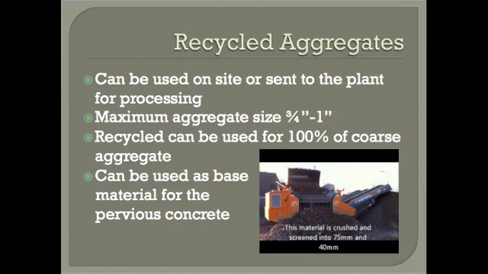And you can have 100% recycled aggregates as coarse, but only about 10 to 20% as fines, and the remaining fines would have to be sand. This is ideal for pervious concrete because there are barely any, if any, fines to begin with. So we can use 100% recycled aggregates as coarse and not have to worry about the fines. Recycled aggregates can also be used as the base material below the pervious concrete.